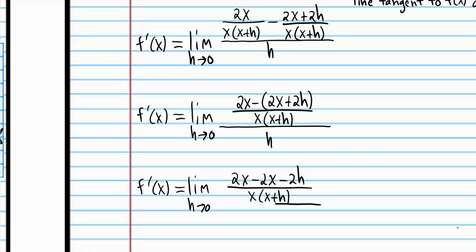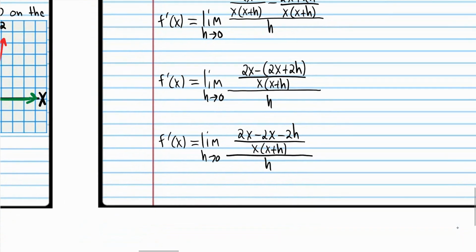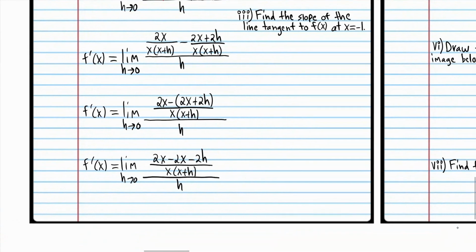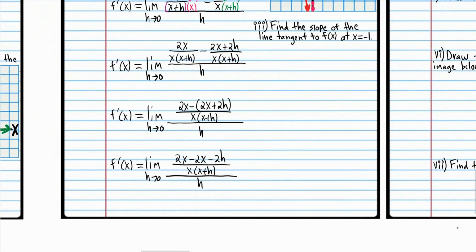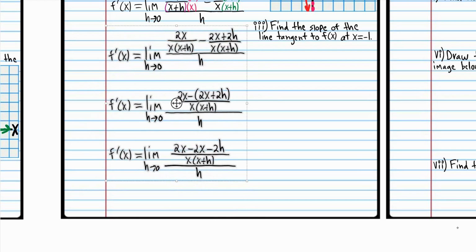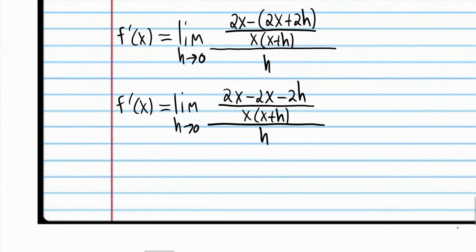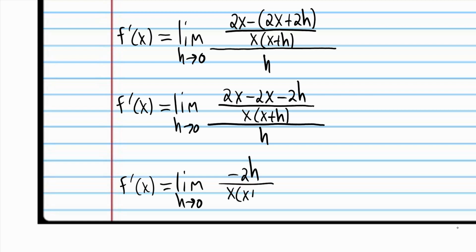You don't have to show quite so many steps. Again, I'm just showing the steps so you can know what's happening. So as you can see, the two x's cancel out. So we're left with negative 2h over x times x plus h all over h.